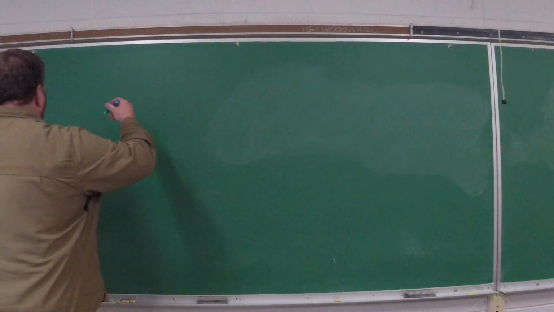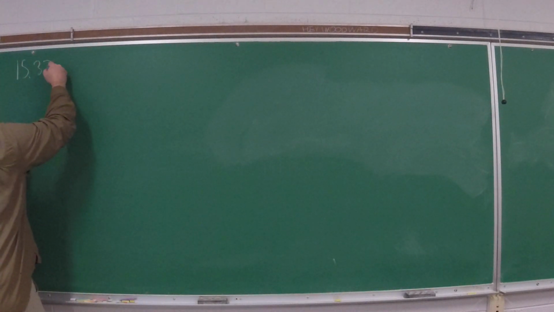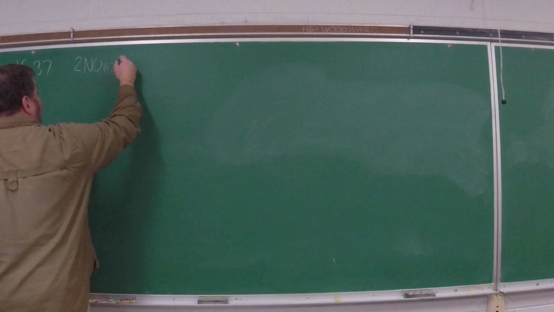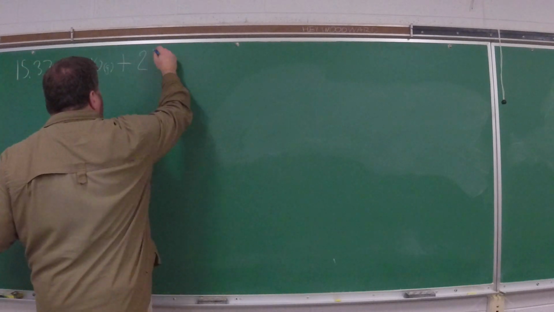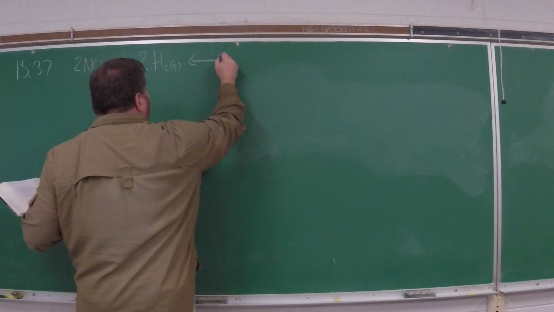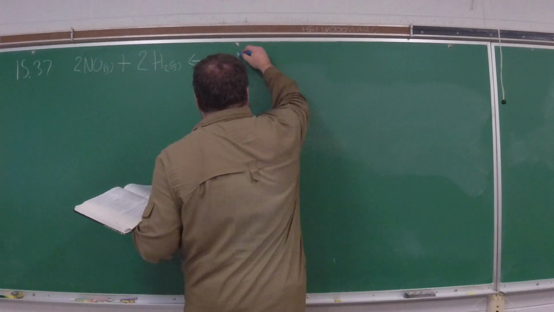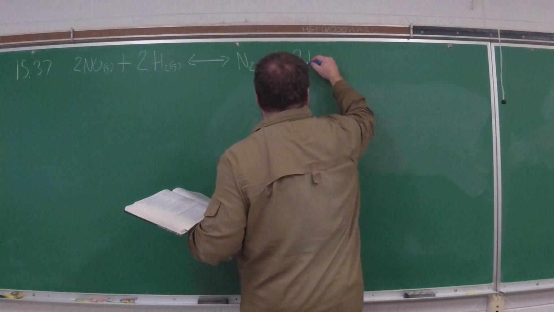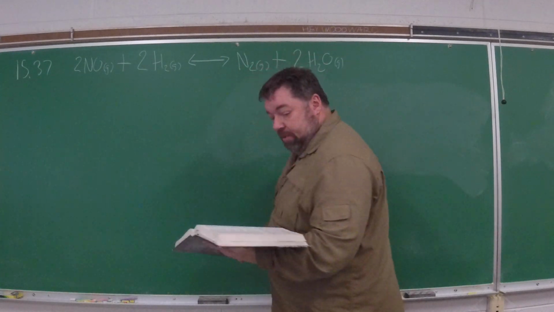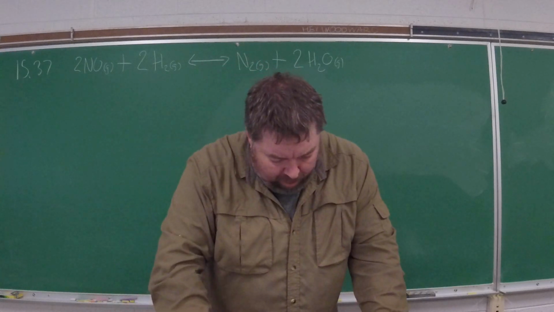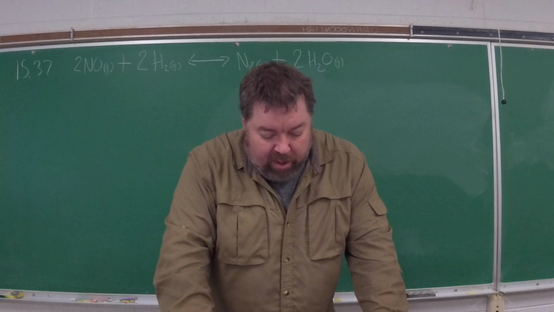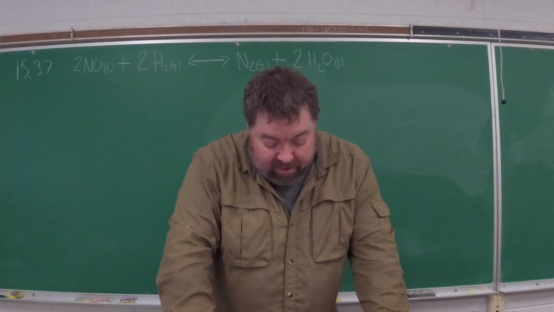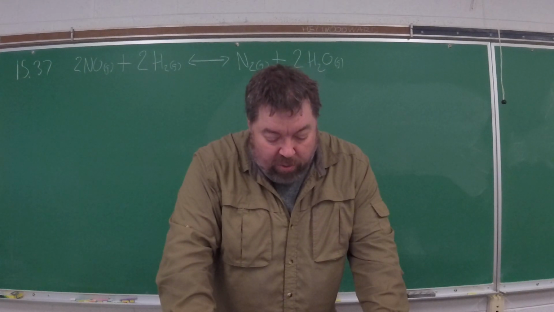So I'm going to write down our chemical equation here. Again, it's problem 37. We're going to have 2 nitrogen monoxide gas plus 2 H2 gas. It's going to go reversibly, 2 N2 gas plus 2 H2O gas. Right? That's our chemical equation. And then it says at equilibrium, the concentration of nitrogen monoxide is 0.062 molarity. And it asks, calculate the equilibrium concentrations of H2, N2, and H2O.